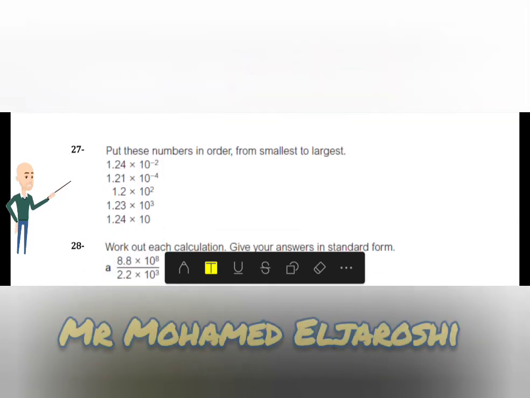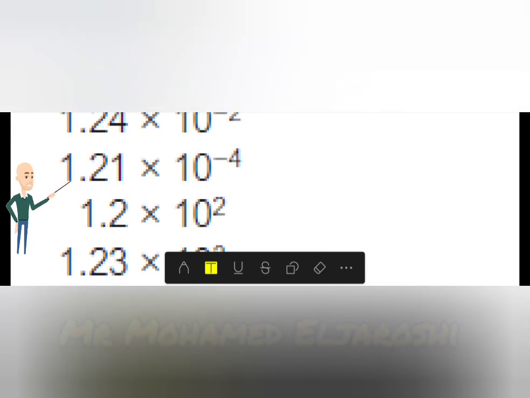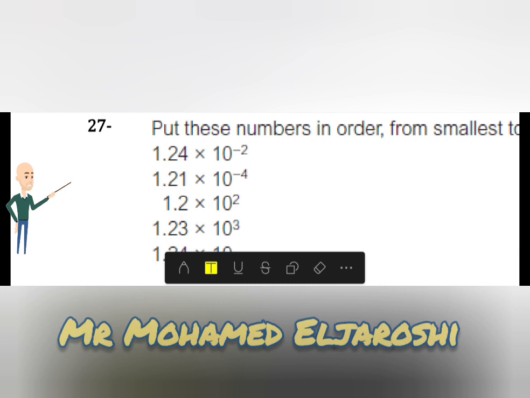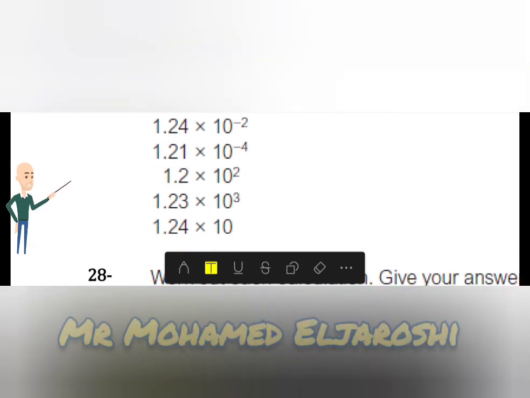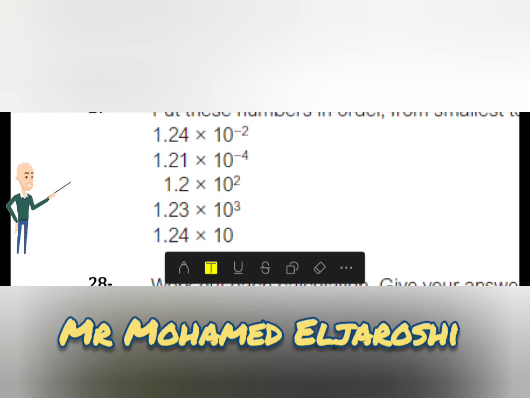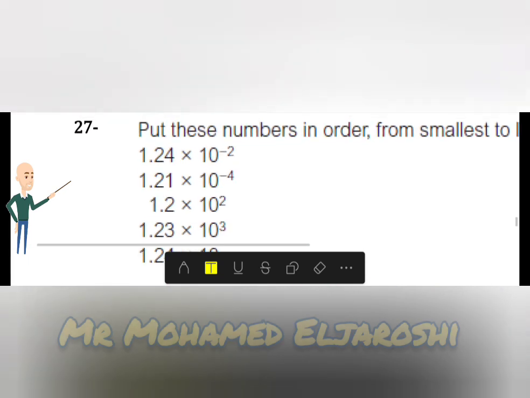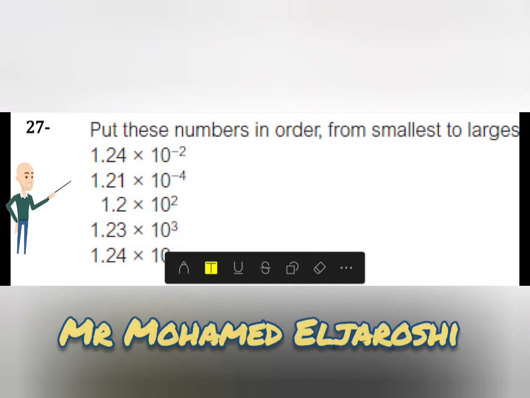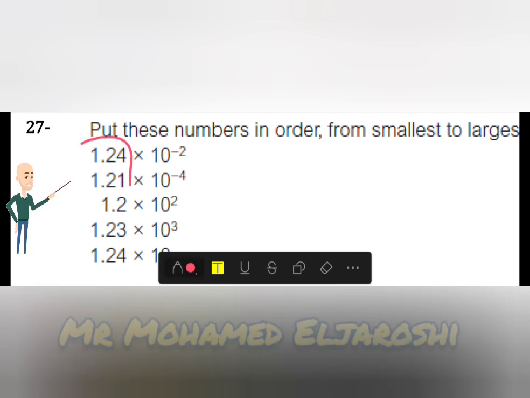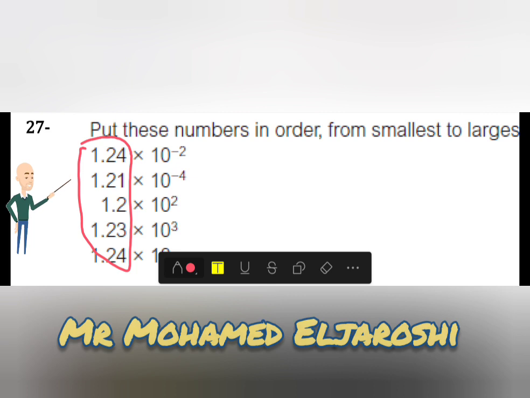Question 27. Put these numbers in order from the smallest to the largest. Now, to put numbers in order, you have first to take a look at the numbers and check if they have the same idea or form. When I look at these numbers, I can see that all of them are in standard form. So I can put them in order without any problems, because standard forms can be ordered by using their powers. If they have the same powers, I'm going to look at these numbers. But if they don't have the same powers, I can order them easily using the powers.